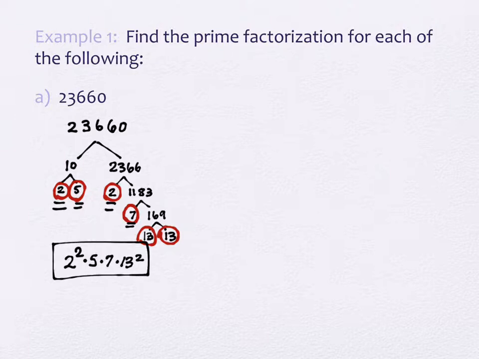How could I check to make sure that I have the right answer? Yeah, so I could take my proposed solution and put it into my calculator, and I could ask my calculator to multiply this all out for me, right? And if it works out to being 23,660, then I got the right answer. Sound good?